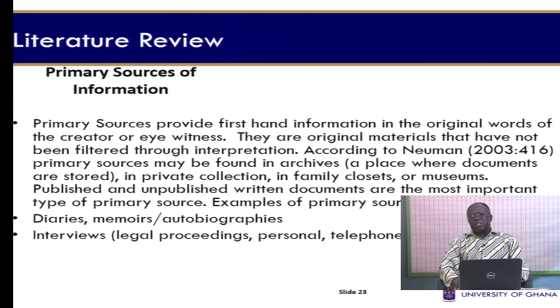What are primary sources? Primary sources provide first-hand information in the original words of the creator or an eyewitness. They are original materials that have not been filtered through interpretation. According to Newman, primary sources may be found in the archives, that is a place where documents are stored, in private collections, in family closets, or in museums. Published and unpublished written documents are the most important types of primary sources.